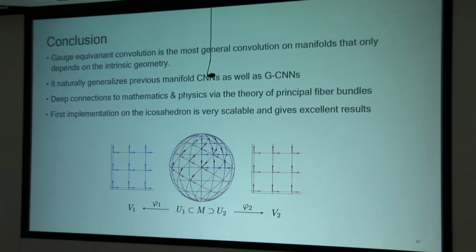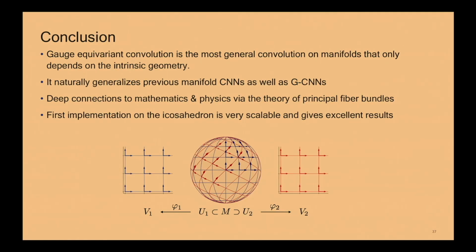All right, so to conclude, gauge equivariant convolutional networks are sort of the most general kind of convolutional networks that you can define on manifolds that only depend on intrinsic geometry. It naturally generalizes both the group equivariant networks as well as certain previous convolutional nets on manifolds. And there are very interesting connections to mathematics and physics via the theory of principal fiber bundles that I haven't talked about much.